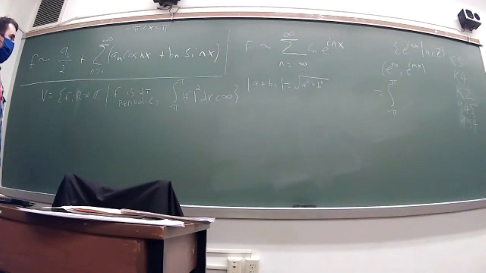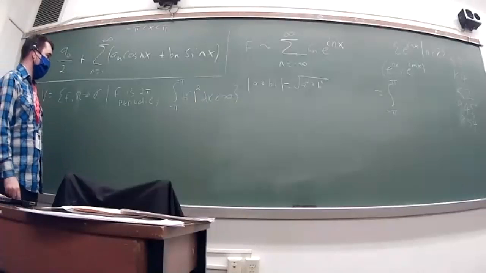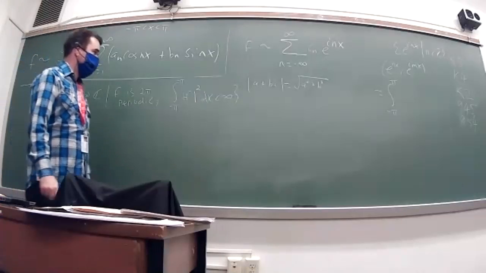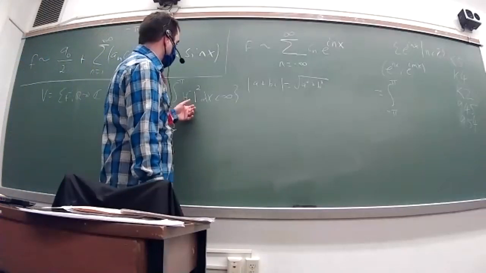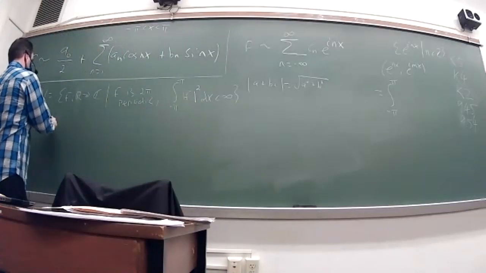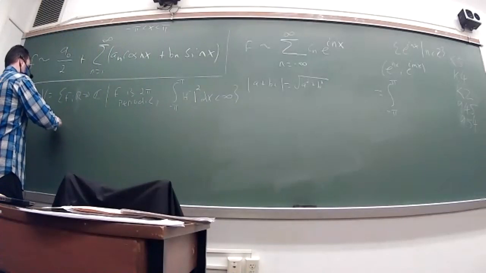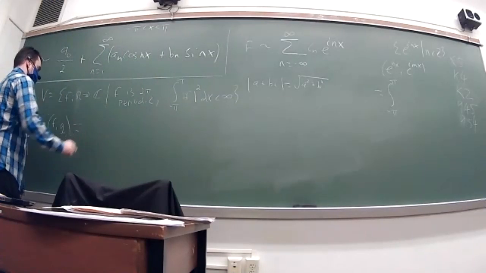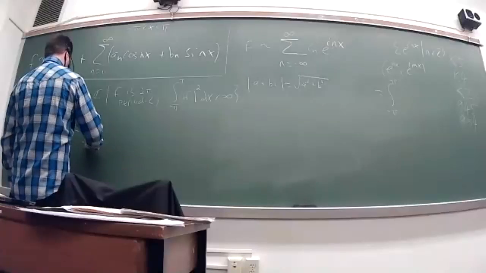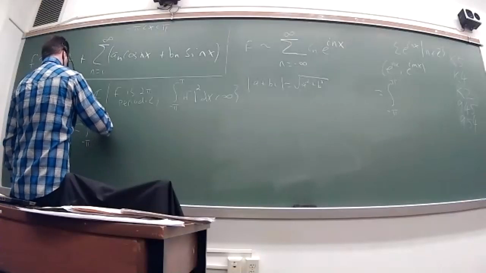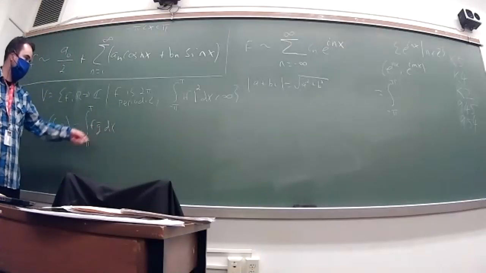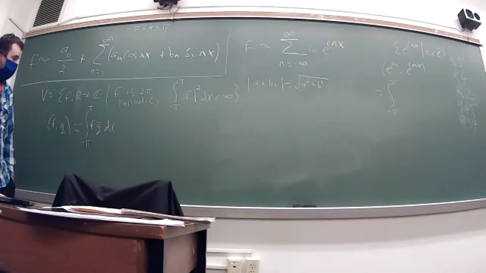So this is like the L2 space of periodic L2 integrable functions from negative pi to pi. Then there's an inner product on this space. But now the inner product is no longer f times g. The inner product is f times g bar. So f times the conjugate.